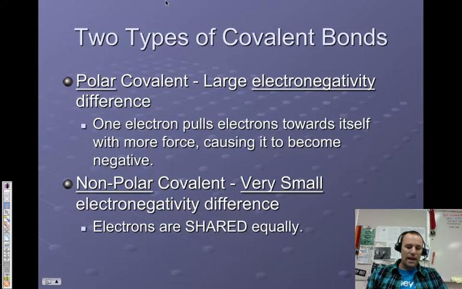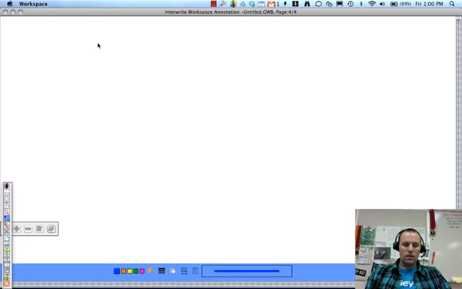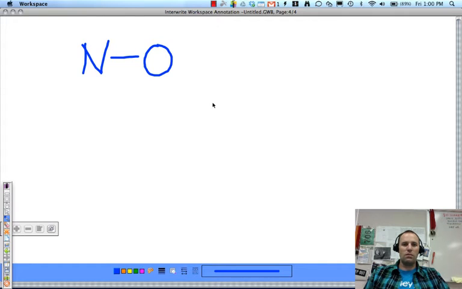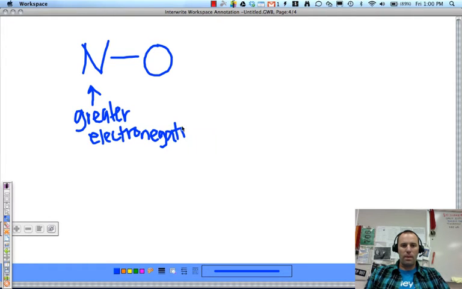So let's look at an example. Let's look at nitrogen covalently bonded to oxygen. So you have your two nonmetals, and the question might be, is this a polar covalent bond or a nonpolar covalent bond? Well, nitrogen is closer to fluorine than oxygen is. So this is going to have a greater electronegativity, which means it's going to pull the electrons towards itself with more force.